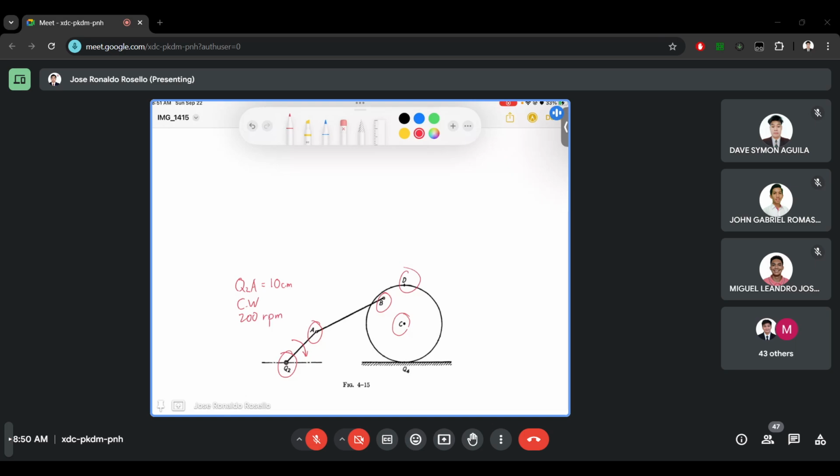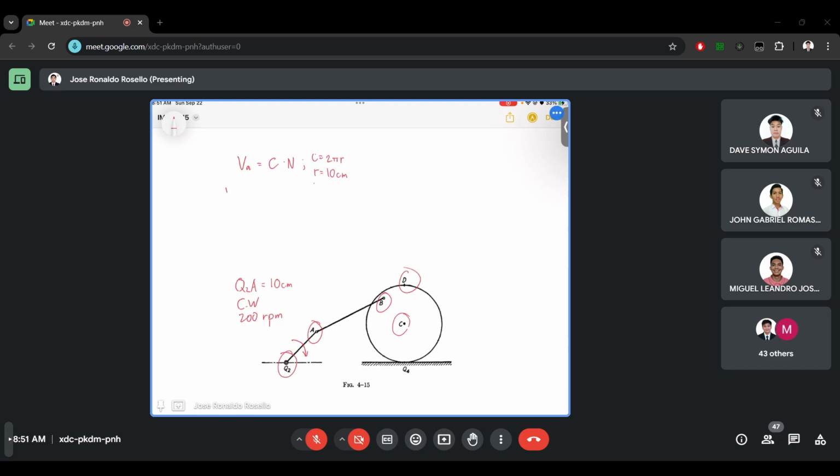So if this is the given, first let's determine velocity A. The velocity A can be computed using the circumference times the angular speed, whereas the circumference is computed using 2 pi r, where r is 10 centimeters. Then n is 200 RPM. But for this example, what if we need to have it in meters per second?